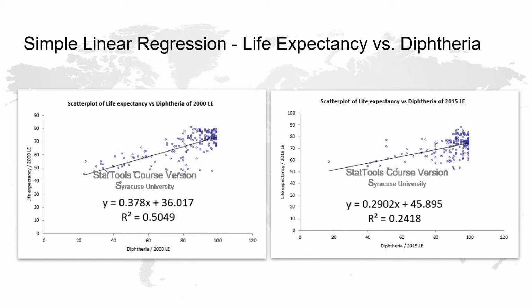Now proceeding to the scatter plot of life expectancy versus diphtheria. With a high accuracy of 0.5 in the year 2000, we can say that with each increase in percentage of children under 1 year old who are given the diphtheria vaccination, the life expectancy of that country would increase by a factor of 0.378. Whereas with a slightly lower accuracy of 0.24 in the year 2015, for every additional percentage of children vaccinated with diphtheria, the life expectancy of that country would go up by a factor of 0.29.